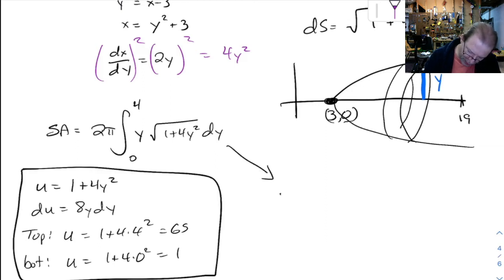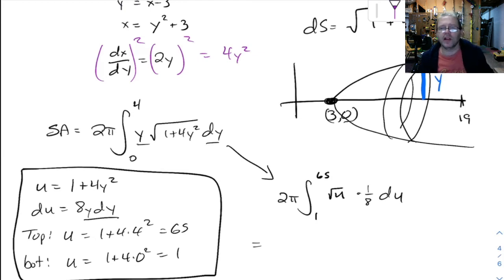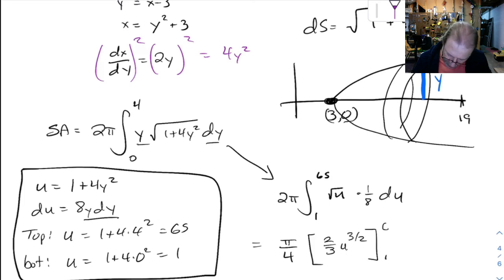So our surface area becomes 2 pi, integral from 1 to 65 of square root of u, and then the y dy becomes 1/8 du. Notice the form of this, it's very similar to that last problem. Bring that 8 out front, you get pi over 4. I'm going to go ahead and do the integration. U to the 1/2, you integrate that, you get 2/3 u to the 3/2 from 1 to 65.